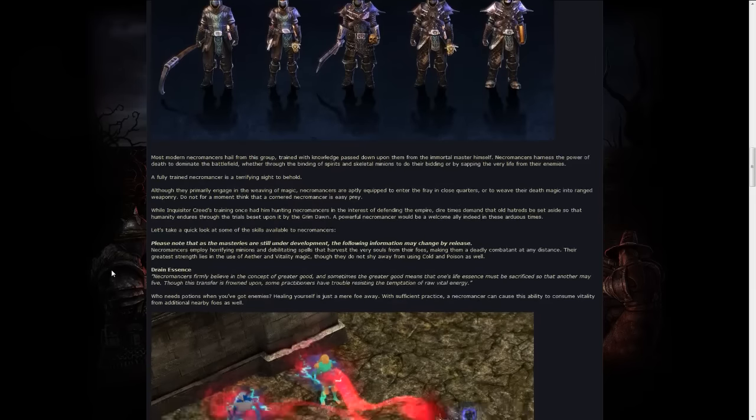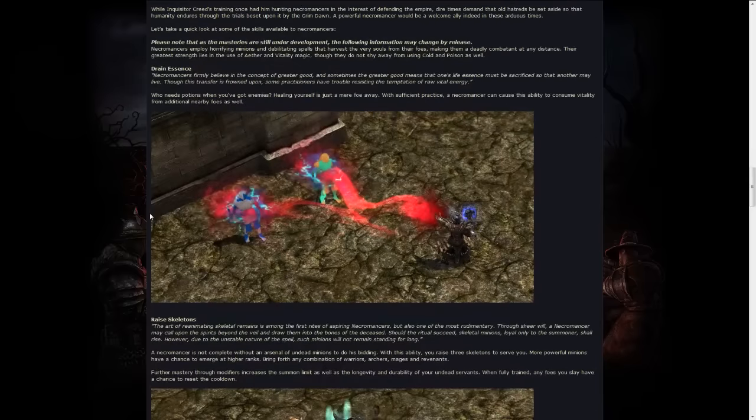So, it says right here, their greatest strength lies in their use of Aether and Vitality magic, though they do not shy away from cold and poison as well. So they're going to be primarily Vitality Aether with some cold and poison worked in there.